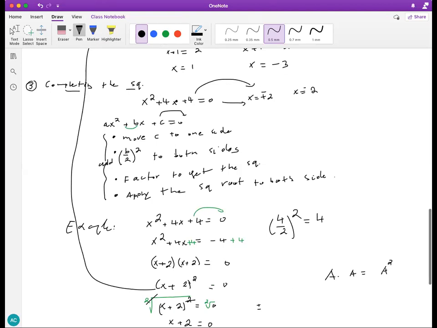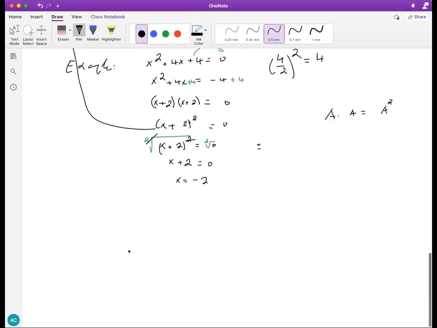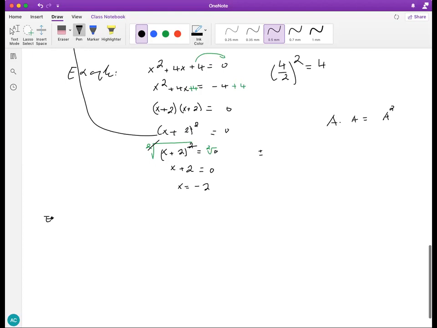Again, factoring is not always possible. Let's do one example when we can't factor right away. Otherwise, it would have been the easiest and fastest way. So this is where it's going to make more sense now. Say you have x squared plus 8x plus 10.